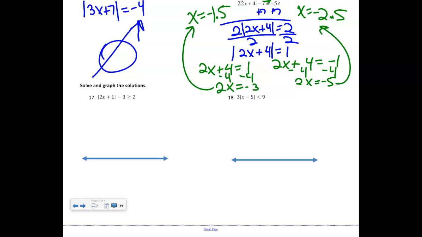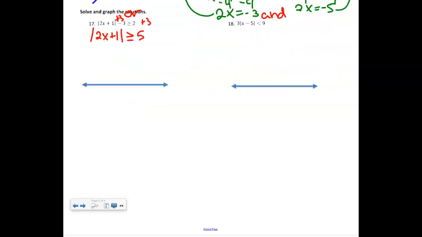This one's a greater than, so that means I have an or. This one is a less than, so that means I have an and. Some people might want to do that right away before they start solving. Okay. This one I see I have to get rid of that 3, so I'm going to add 3 right away. So now I have the absolute value of 2x plus 1 is greater than or equal to 5.